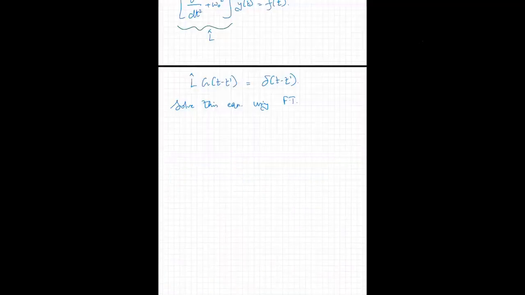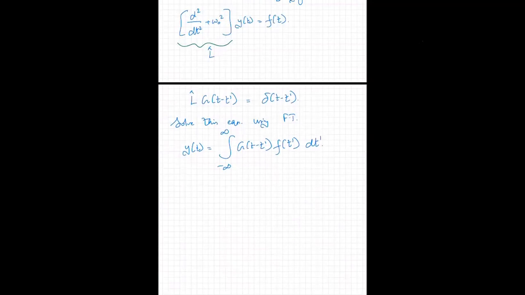Once you find g, the solution is simply given by the integral of g of t minus t prime weighted by the actual driving force over the entire range. Suppose the force acts from minus infinity to infinity, the integral runs from minus infinity to infinity. If the force acts from 0 to infinity, the integration is from 0 to infinity, and so on. So the integration limits depend on the problem at hand.